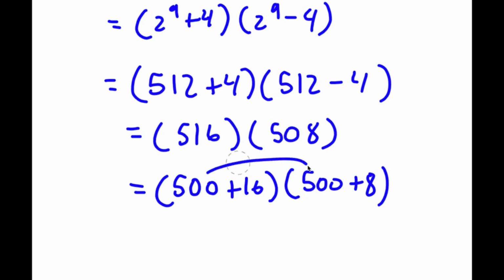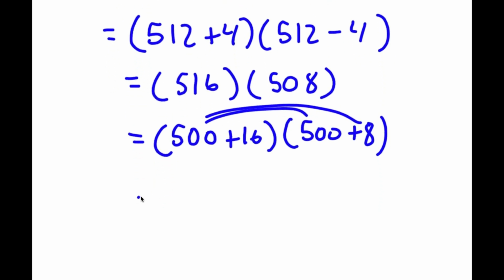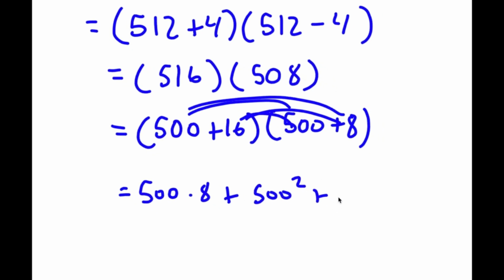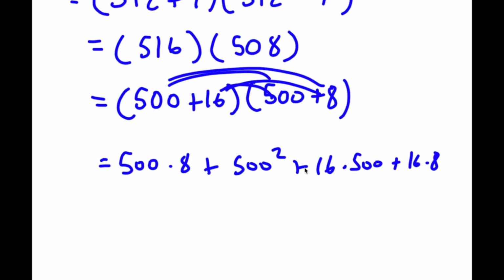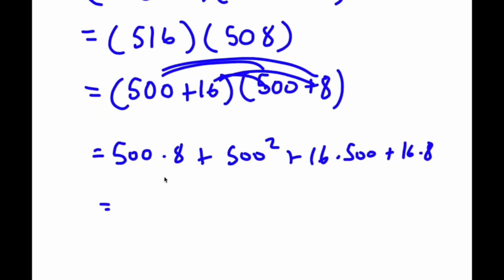So now all I have to do is simply distribute 500 first. So I get 500 times 8 plus 500 squared. Now I'm going to distribute the 16, so I get 16 times 500 plus 16 times 8. Now let's go ahead and simplify this. 500 times 8, that's 4,000. 16 times 500 is 8,000.